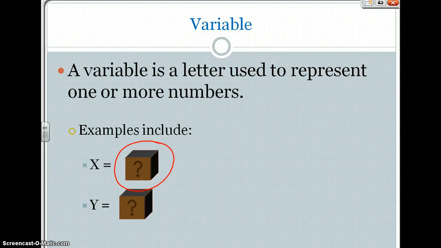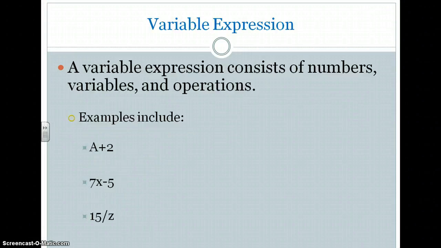Okay, so I like to think of it as if I have a number or some kind of quantity in that box, but I don't know what it is. Okay, so that's the way I like to think of it. I'll go ahead and erase that, and we will move on.